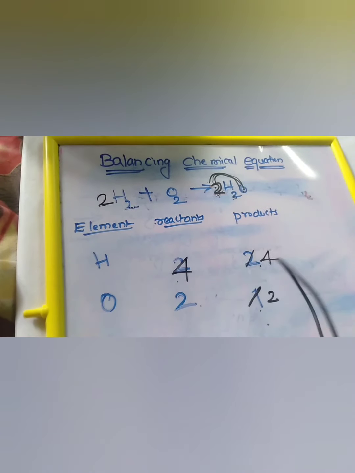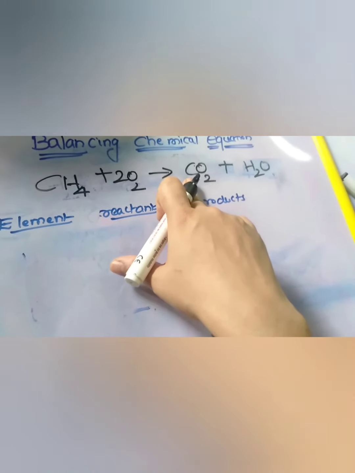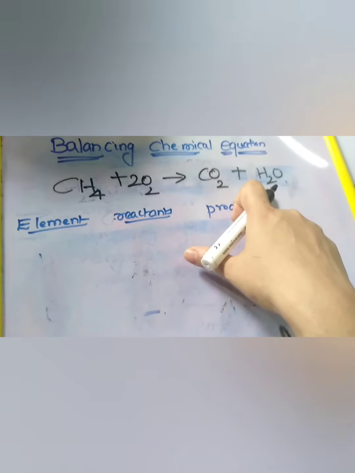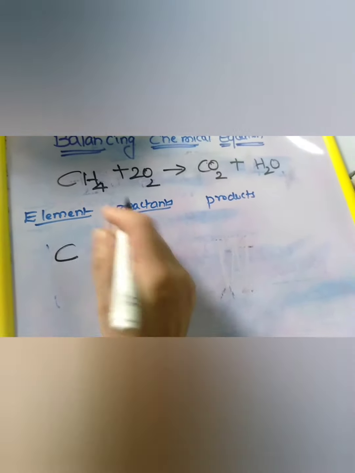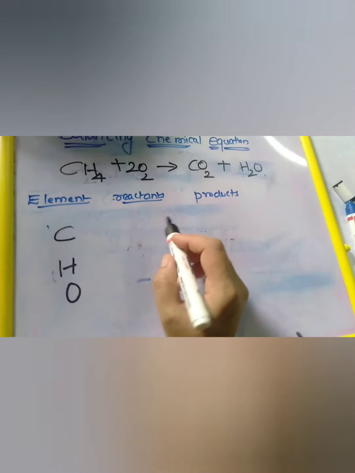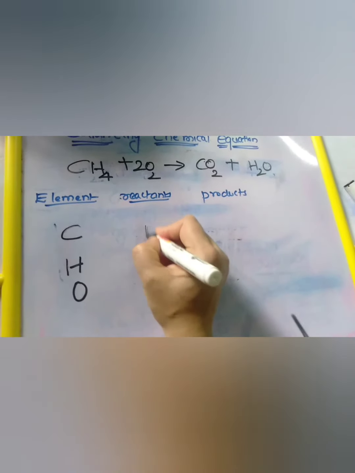Thank you. Let us take one more example. Methane combines with oxygen to give you carbon dioxide and water. Okay, it's the burning of natural gas process. Now let us note down the elements here. We have carbon, hydrogen and oxygen. Let's see the reactant side. How many elements of carbon? 1 element of carbon, 1 C.